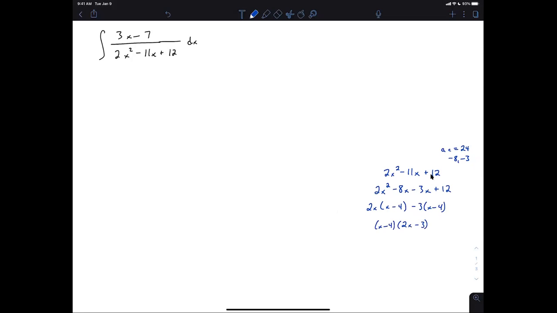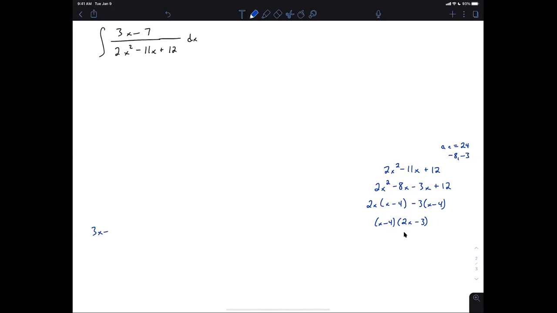If you are not comfortable with this or with other factoring methods, that would be a good thing for us to do tomorrow at 12:30 if anyone wants to do that. If you do, just let me know after class and we'll set that up. But you need to be able to factor. If you learned a different way, fine, but you need to be able to go from here to here. So, okay, once you get it factored, you write the fraction with the factored denominator. So 3x minus 7 over x minus 4, 2x minus 3.